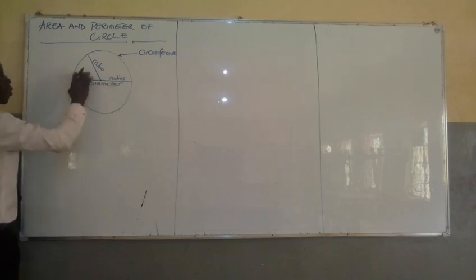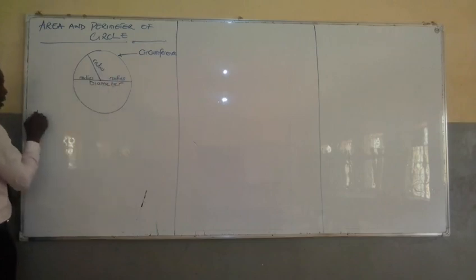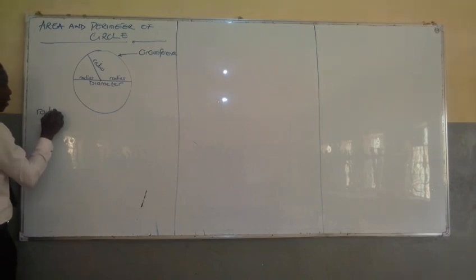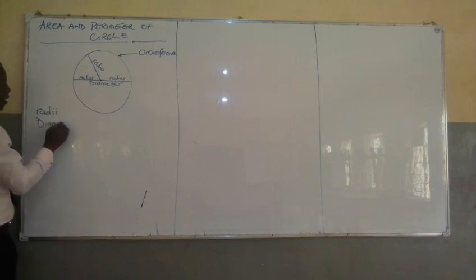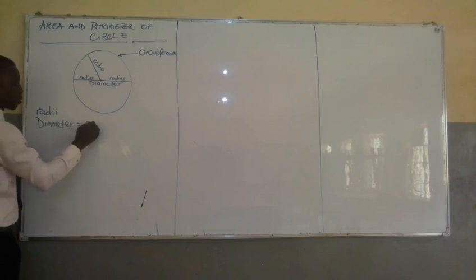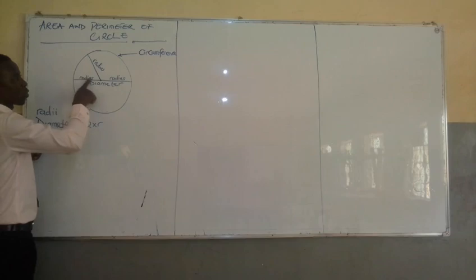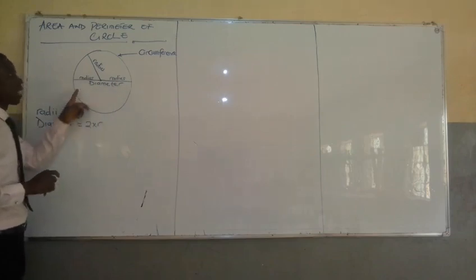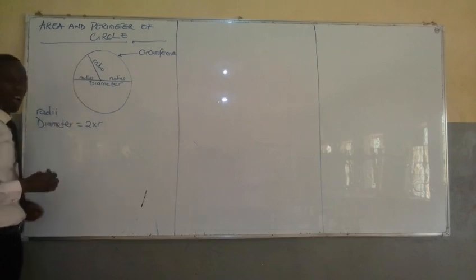That is to say, the plural is radii. When I have two radii, that makes up a diameter. So diameter is equal to 2 times r. So 2 radii gives a diameter. So we are going to be looking at how to find the perimeter.